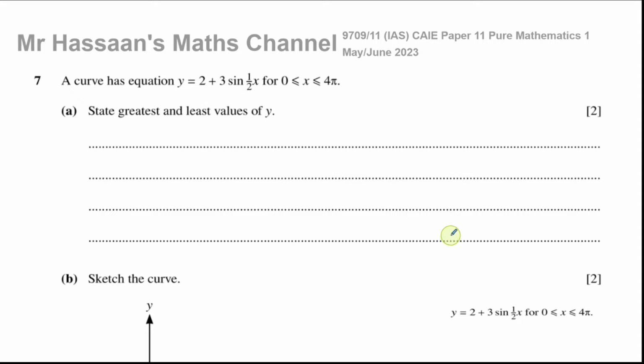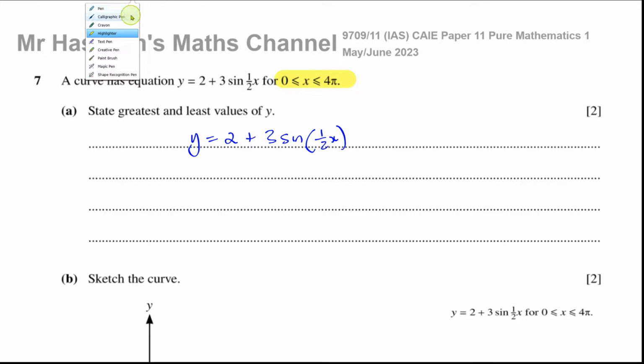So basically it says a curve has equation y equals 2 plus 3 sine a half x. So y is equal to 2 plus 3 times the sine of a half x for x between 0 and 4 pi. Okay, and we have to find the greatest and least values of y.